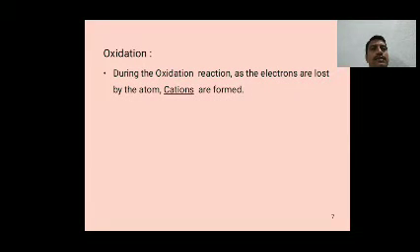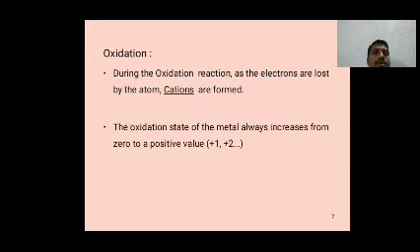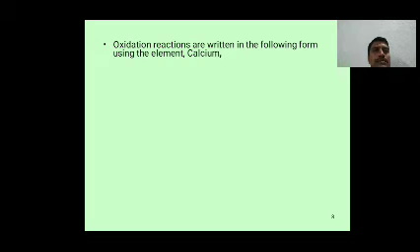Oxidation. During the oxidation reaction, as the electrons are lost by the atom, a cation is formed. Cation means a positively charged particle. The oxidation state of the metal always increases from 0 to a positive value, like +1, +2 and so on. Sodium +1, magnesium +2, aluminum +3 oxidation state.